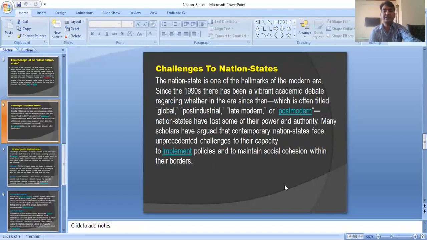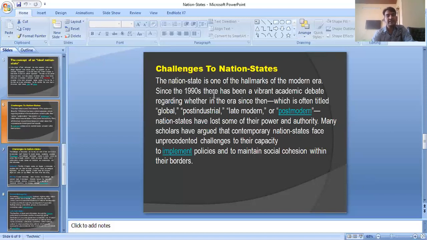Now we are coming to the challenges to these nation states. What are the challenges? Because as we said, in today's world this particular term seems to be idealistic, where we don't find any true nation state in this world. So what could be the challenges? These challenges create problems in making the true nation states, in the development or growth of the true nation state. The nation state is one of the hallmarks of the modern era.